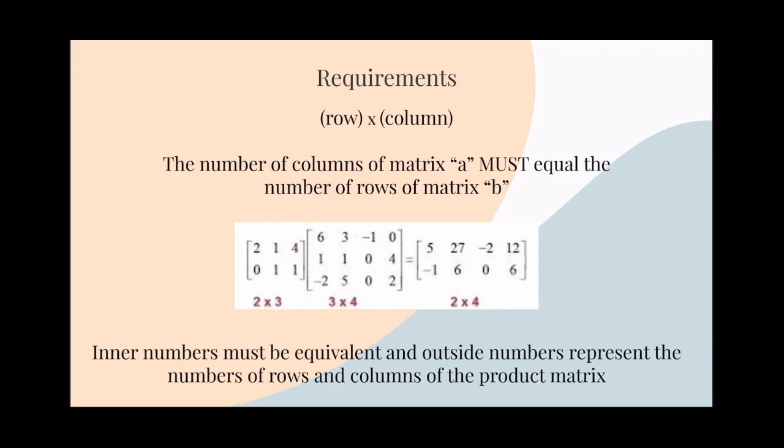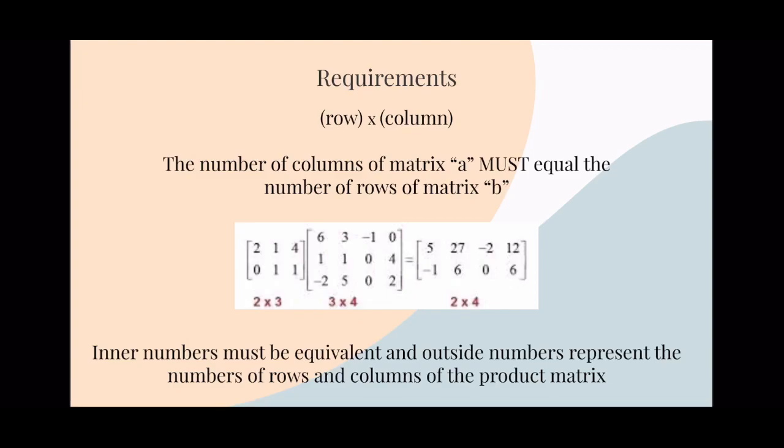As you can see, the number of columns in matrix A is equivalent to the number of rows in matrix B, therefore becoming a valid operation that can be further multiplied. Simply put, the inner numbers must be the same. The outer numbers, in this case 2 and 4, represent the rows and columns of the product matrix. The product matrix would be a 2 by 4.